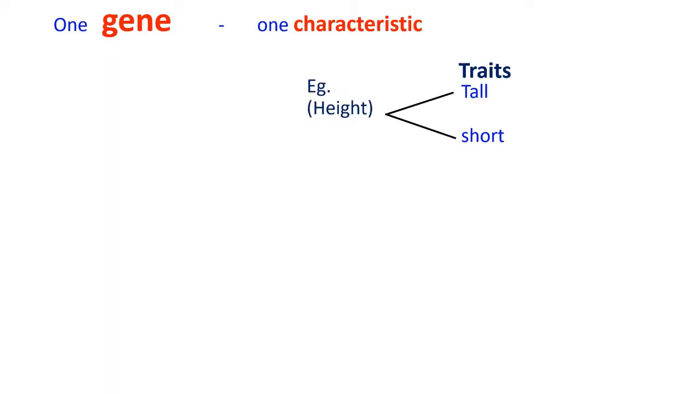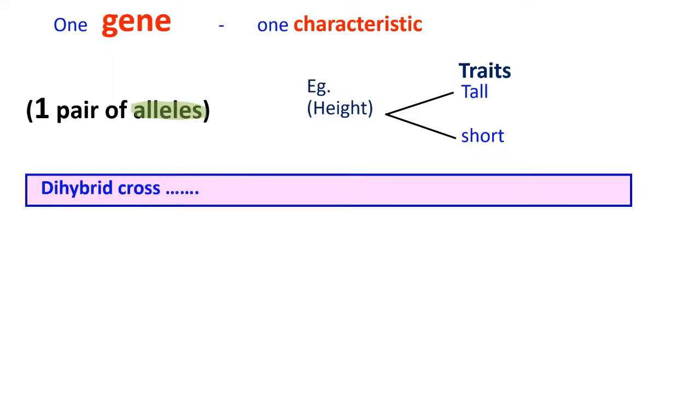Also for the gene, one gene, one characteristic. We cannot say one gene for tall, another gene for short. This would mean there are two genes, and two genes would control two characteristics. So we have another term, alleles. Alleles are the different forms of the same gene. This means the gene can exist in two forms. So we have one pair of alleles: one allele for the tall trait, the other allele for the short trait.